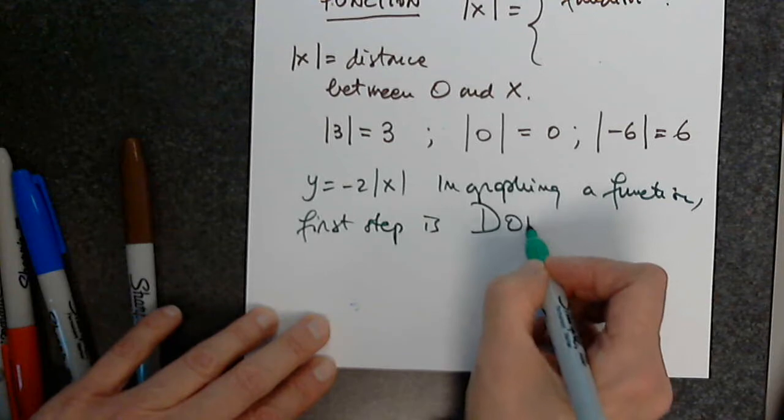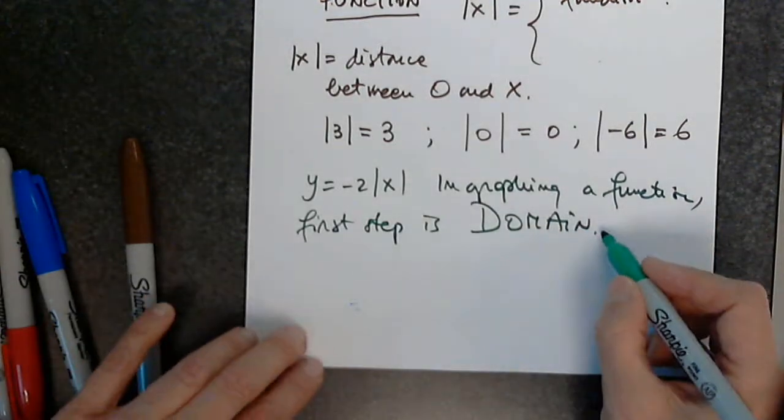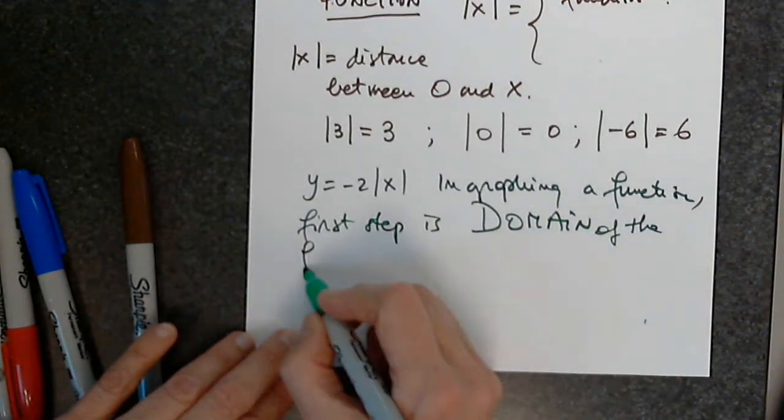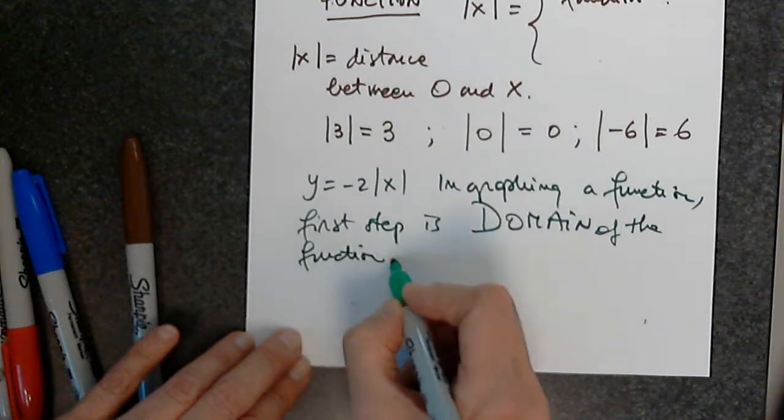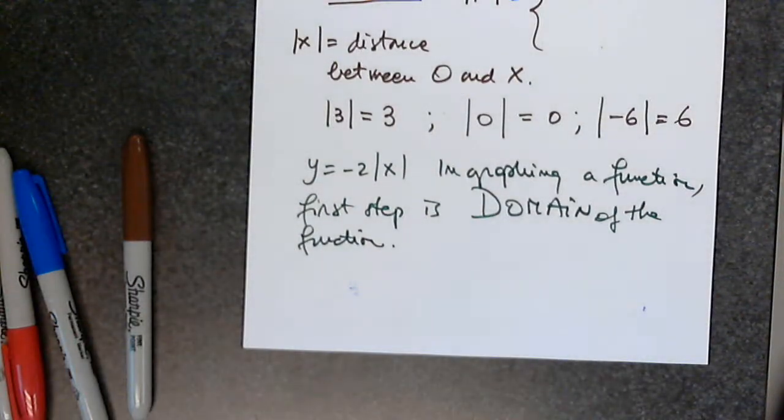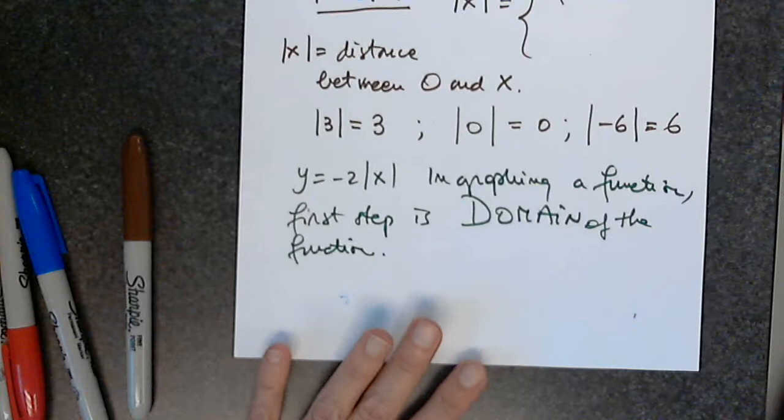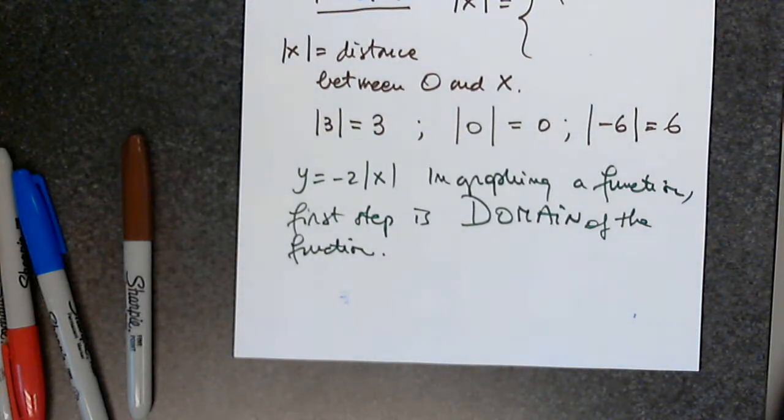is the domain of the function, which is the input. What is the input of this function? So let's look at it and say, okay, what can the input be? Can I plug in 0? Yes, because I can find the absolute value of 0. Can I plug in 5? Yes, because the absolute value of 5 exists. Can I plug in 10? Yes. Negative 3? Yes. Negative 15? Yes. So what is the domain of this function?